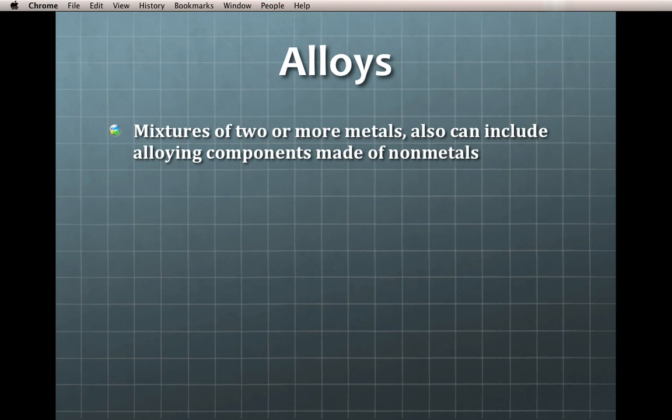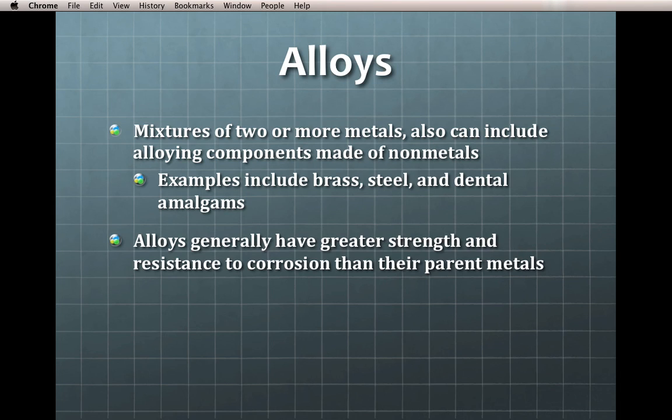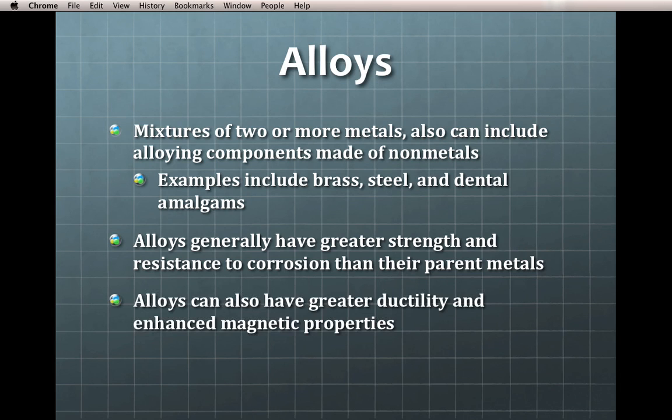Metals can form alloys, and an alloy is a mixture of 2 or more metals. This also includes alloying components made of nonmetals. Some examples include brass, steel, and amalgams, not just dental amalgams, but amalgams in general. And an amalgam contains mercury. We've talked about that briefly. We foreshadowed that in the last unit. Alloys generally have greater strength and resistance to corrosion than their parent metals, so 2 different types of metals together is generally better than 1 metal on its own. And alloys can also have greater ductility and enhanced magnetic properties depending on which metals we're using.